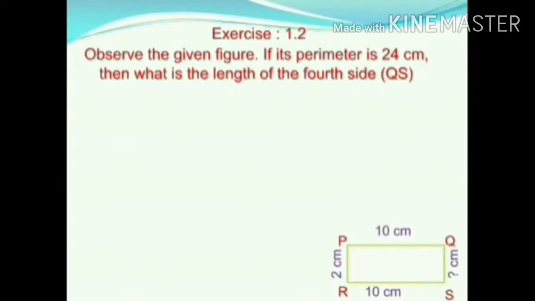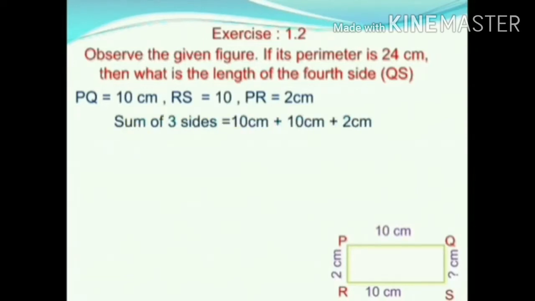Before finding the fourth side, we should know the sum of three sides. They are PQ equals 10 cm, RS equals 10 cm and PR equals 2 cm. To find the length of the fourth side, we should add the three sides and subtract it from the perimeter. The sum of three sides is 10 cm plus 10 cm plus 2 cm, which is equal to 22 cm. Therefore, the sum of the three sides is 22 cm.